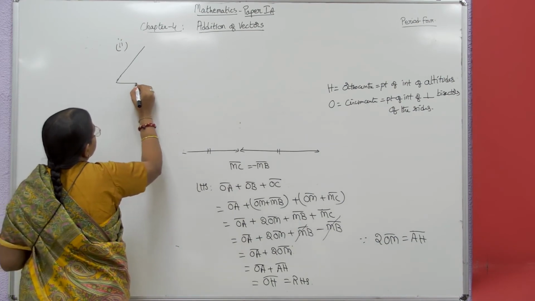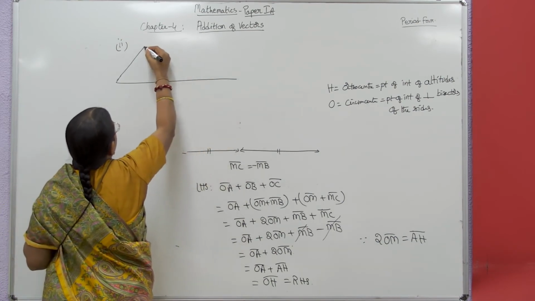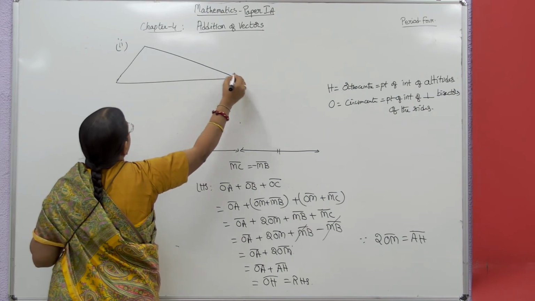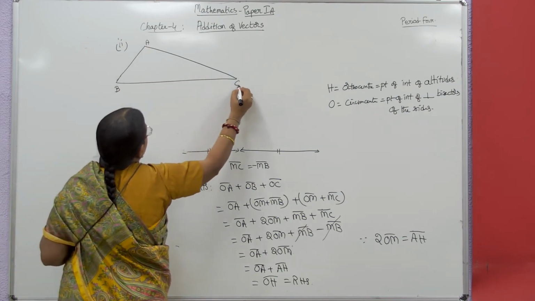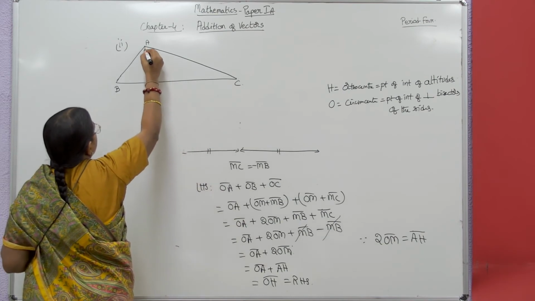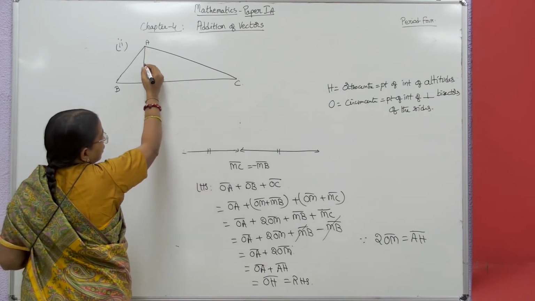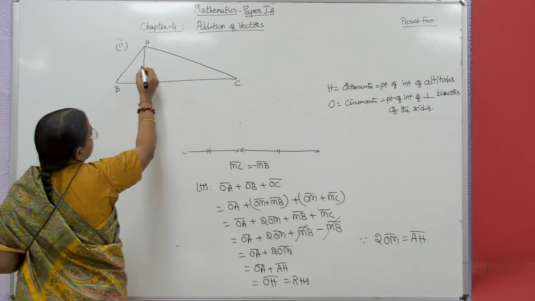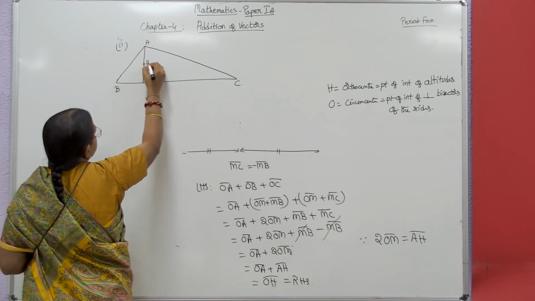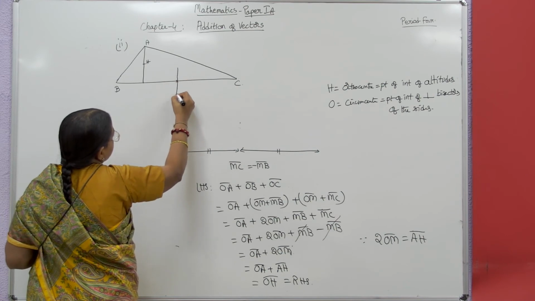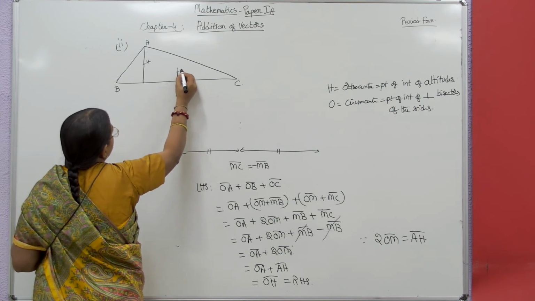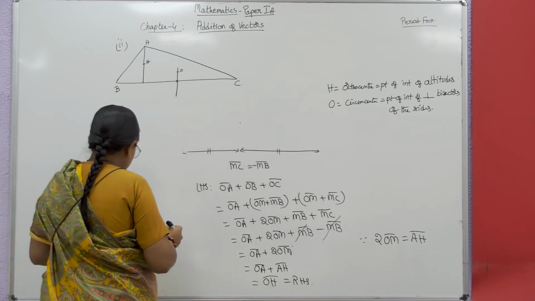HA. So we'll draw the figure. Okay, A, B, C. And then we'll draw this is H. And then we'll draw this perpendicular bisector. So on this you have O. Now what is that you have to prove?